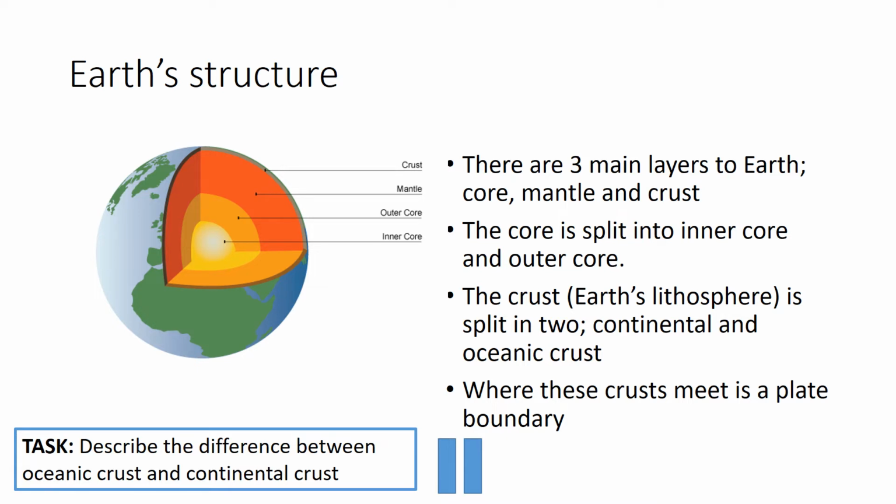The last layer, the surface of the Earth where we live, is the crust. And it's the crust and the upper mantle that make up our lithosphere. The Earth's crust is also divided into oceanic crust and continental crust. The oceanic crust is what is formed underneath our oceans, and the continental crust is the land that we live on. If you pause the video here, do you think you could describe the difference between oceanic crust and continental crust?